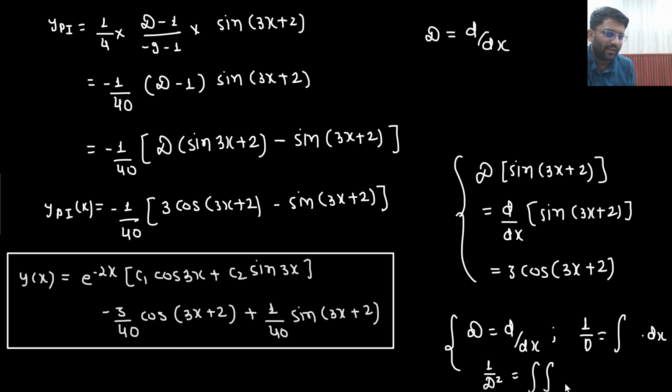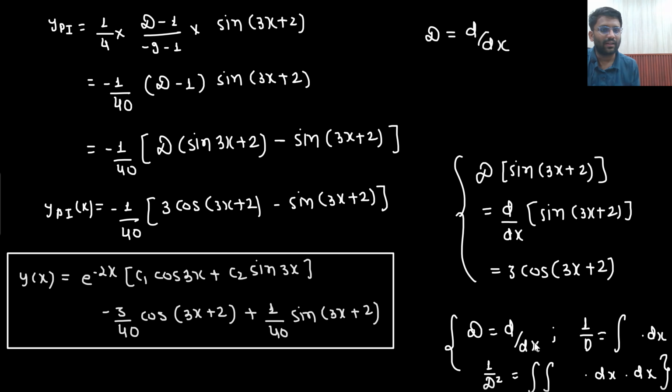Meaning of 1 by D square will be 2 times you integrate with respect to x. Okay, all these things we will see later on, don't worry. Meaning of 1 by D is you integrate once. Meaning of 1 by D square will be 2 times you integrate. Meaning of D is d by dx.